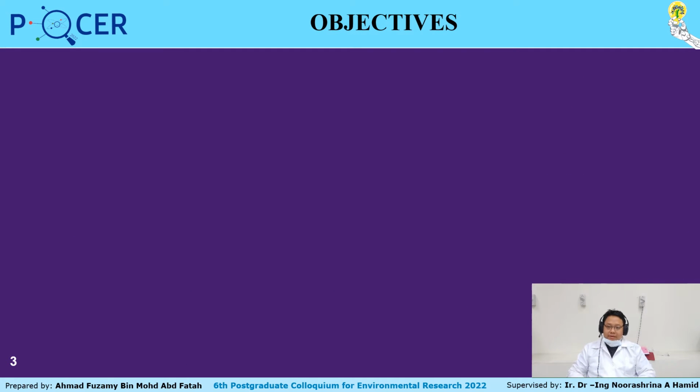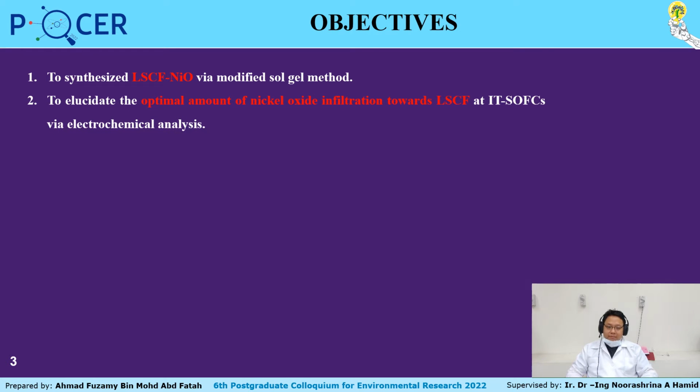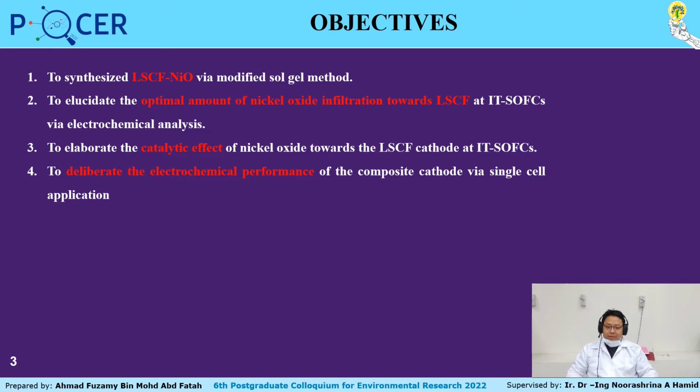Now we move on to the research objective. As listed, I would like to synthesize the LSCF-NiO via the enhanced modified sol-gel method. After conducting pre-characterization, an optimization process will take place, and this will be done via electrochemical analysis. Next, comparison between LSCF-NiO and bare LSCF will be done in terms of electrochemical performance, and lastly, a single cell application will be conducted to prove the capability of LSCF-NiO operating at the intermediate temperature range.